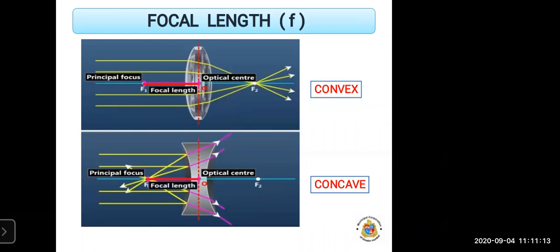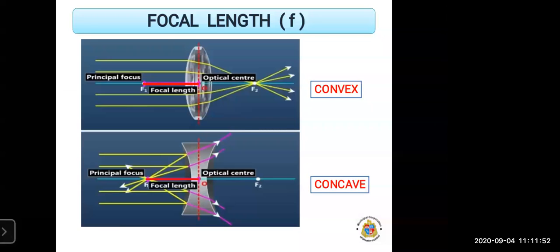Now what is meant by the focal length? Focal length is nothing but the distance between the optical center and the principal focus. The distance between the optical center and principal focus is called the focal length. It is denoted by a small f. So don't be confused. Principal focus is denoted by a capital F, and focal length is denoted by a small f.